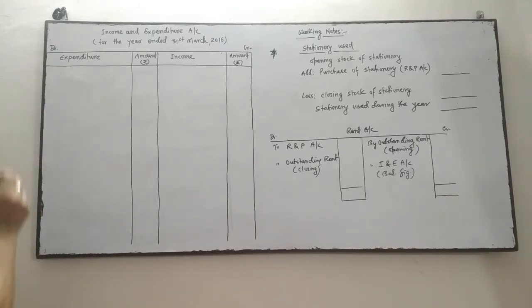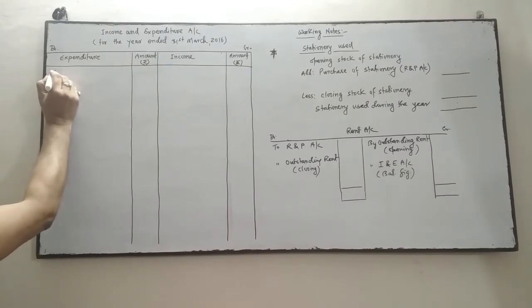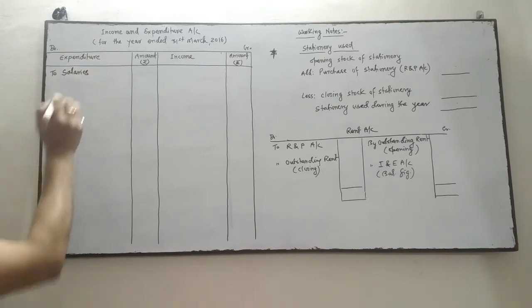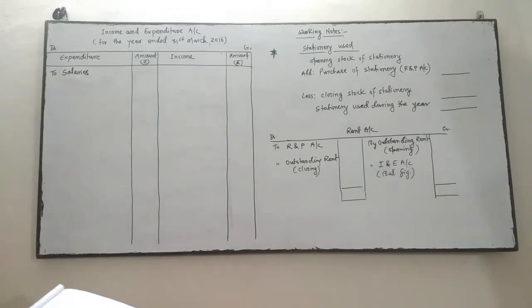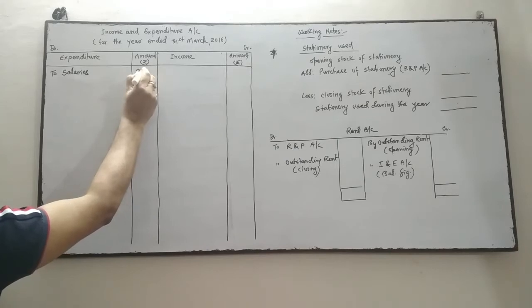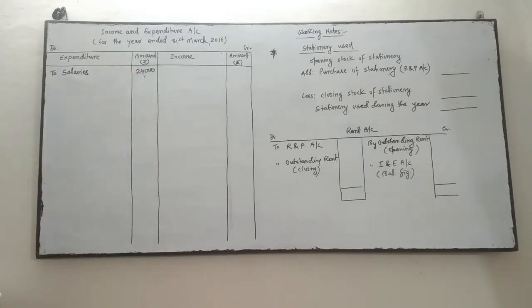On the payment side, the first item is salary. It's a revenue expense, salaries. Now I have to see whether there is any information in the additional information regarding salary. No information, which means this salary is of the current year. So I will write it over here, 24,000 salary.